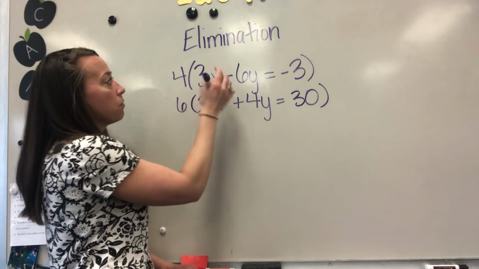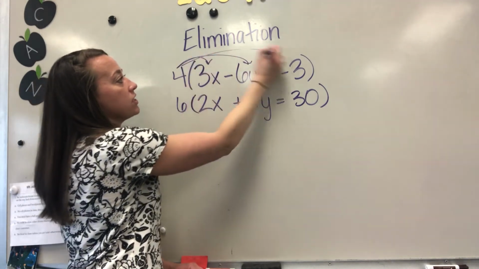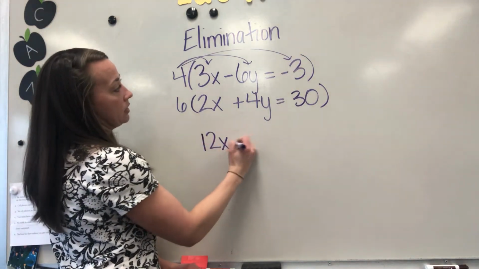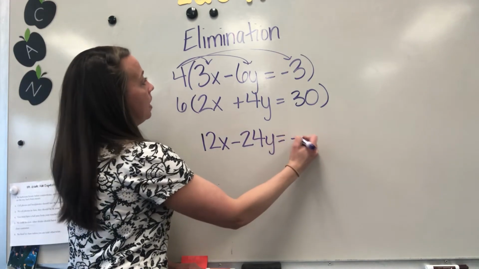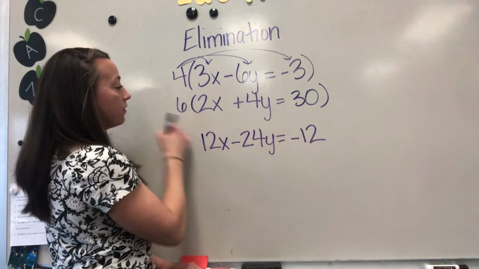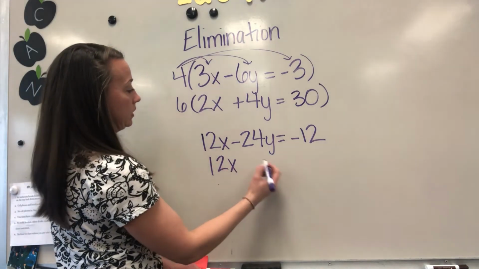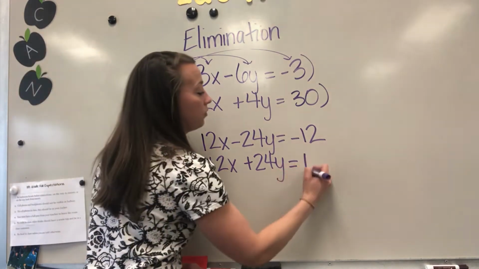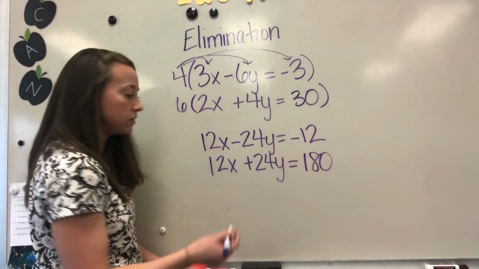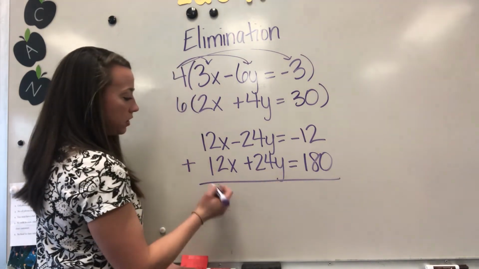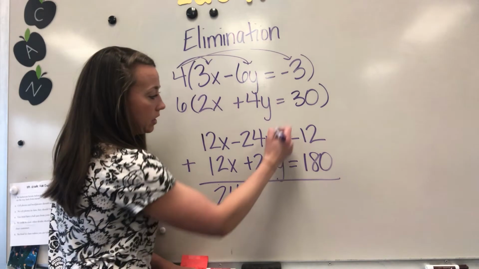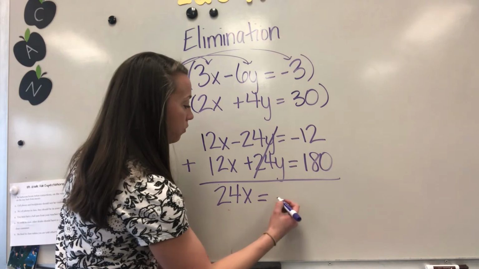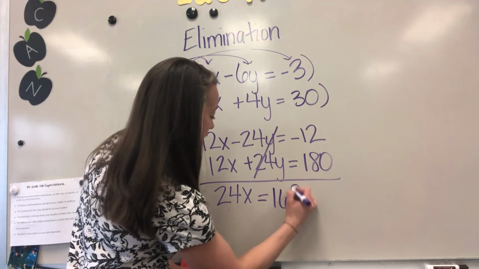So again, you want to make sure that you're multiplying throughout the whole entire equation. So this is really going to become 12x minus 24y equals negative 12. And the second one here is going to become 12x plus 24y is going to be equal to 30 times 6, which is 180. So a little bit bigger numbers here, but you can definitely still do this. So we turn this into an addition problem, and I get 24x. My y's eliminate each other, which is exactly what we want. And then this is going to be equal to 168.